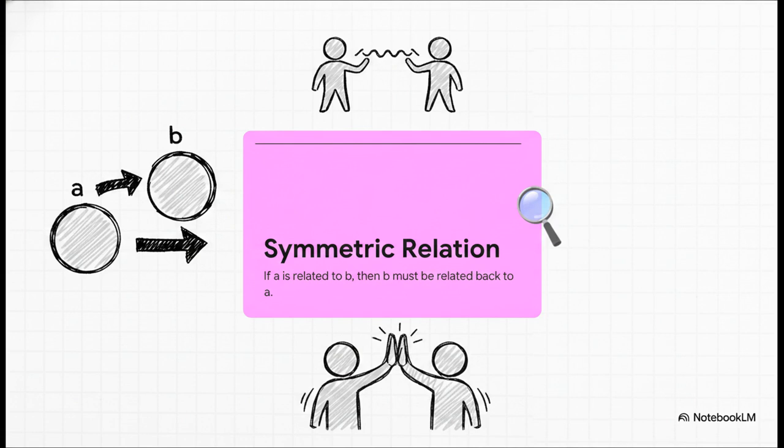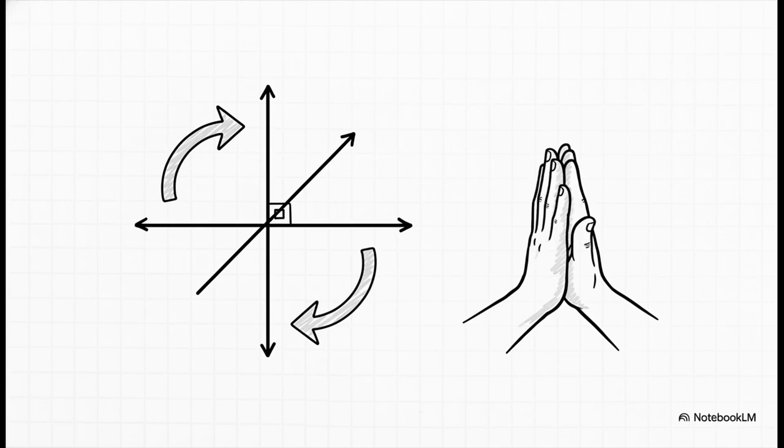If I'm connected to you in this way, you are automatically connected back to me. And this brilliantly illustrates how we translate that physical high five into geometry. Take the concept of is perpendicular to. If line 1 is perpendicular to line 2, forming that perfect 90-degree angle, then line 2 is undeniably perpendicular to line 1. It's literally impossible for it to only work in one direction. It's a mathematical high five, a perfect two-way symmetric street.